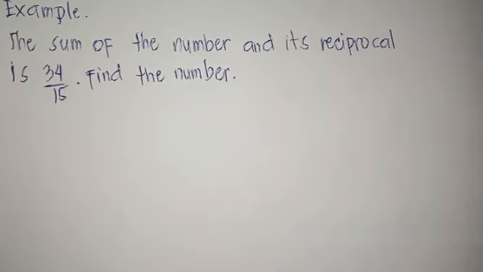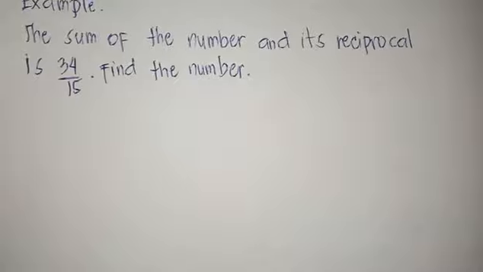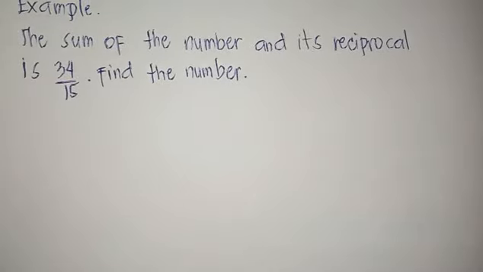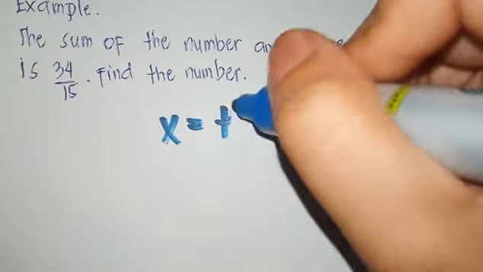Now, let's have the last example. So, we have here the sum of the number and its reciprocal is 34 over 15. Find the number. So, first, let x muna as the number.